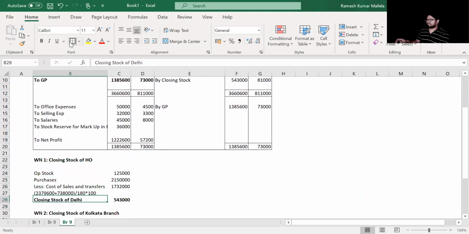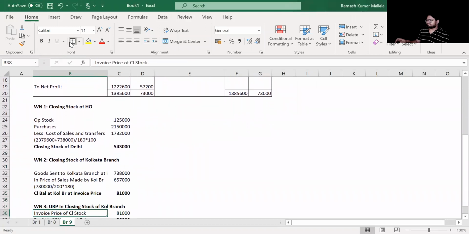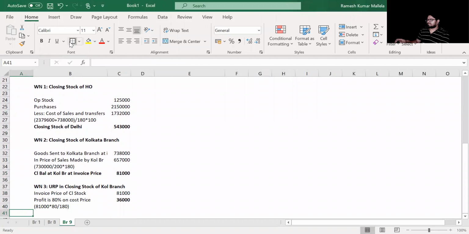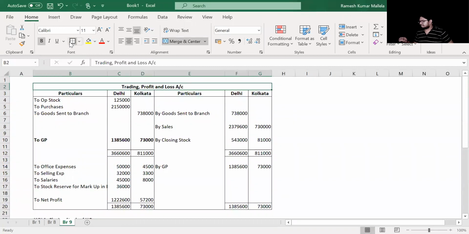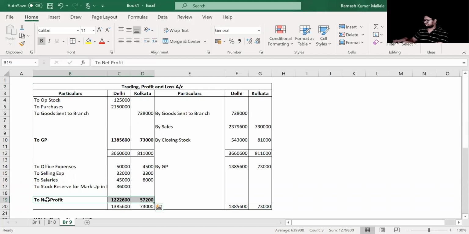So working note 1, working note 2 and working note 3. Okay. So I hope you guys understood how to do it. A very simple problem. Clear? All right, fine. So let's take a break and come back and then get into other problems.